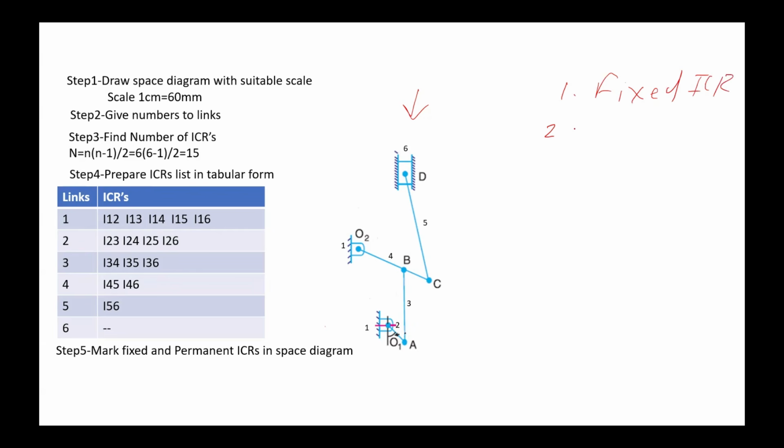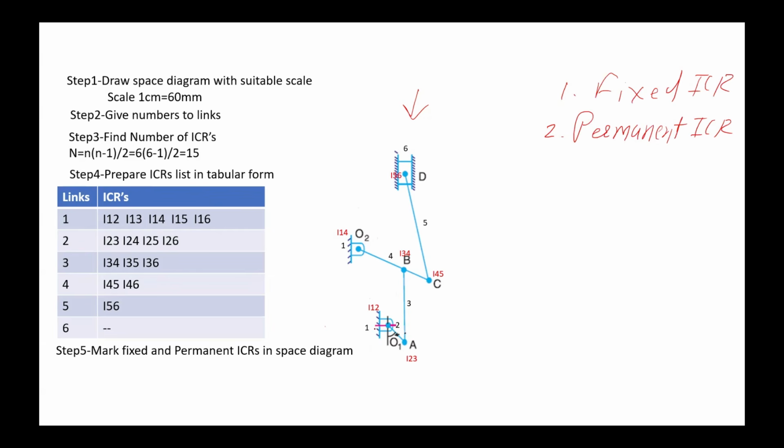And second one is the permanent ICRs. These ICRs you can locate by naked eyes. So locate these fixed and permanent types of ICRs in your space diagram. So we are going to locate that.